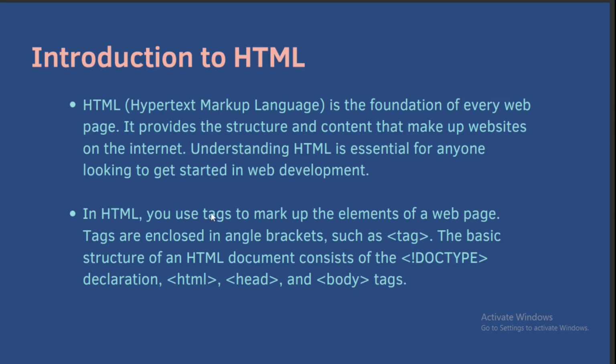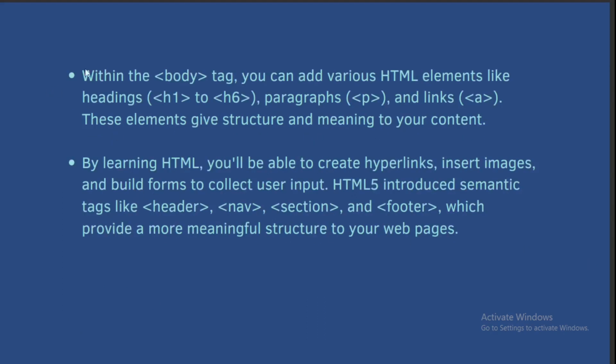And in HTML, we use tags to mark up elements of the web page. Tags are enclosed in angle brackets. The basic structure of an HTML document consists of the doctype. I have shown you, right? Doctype HTML, the first line of the web page, and the HTML tag, head tag, and body tag. I have already explained them. So let's go to this page. And within the body tag, you can add various HTML elements like headings, paragraphs, and links. I will go deeper into these elements in future classes.